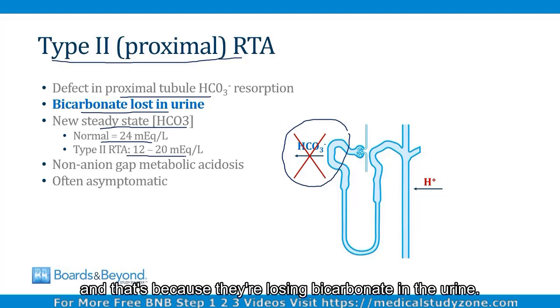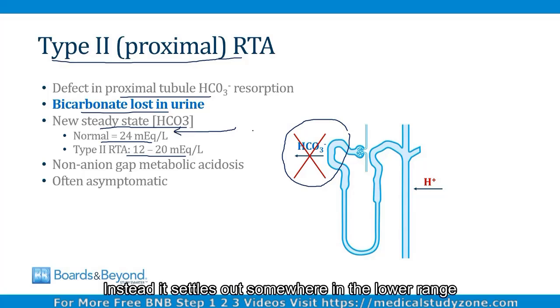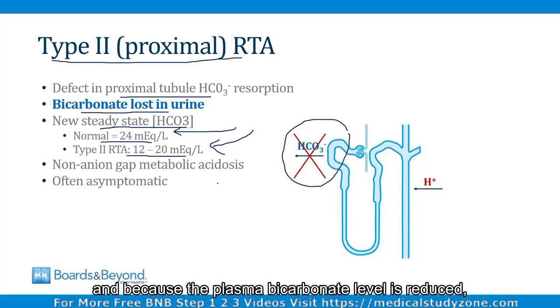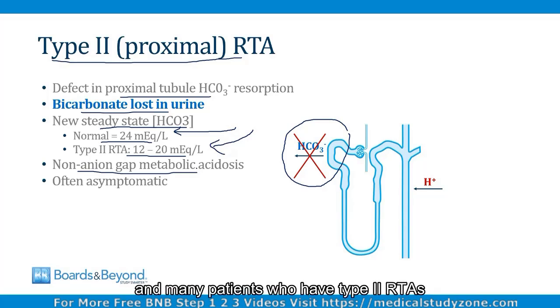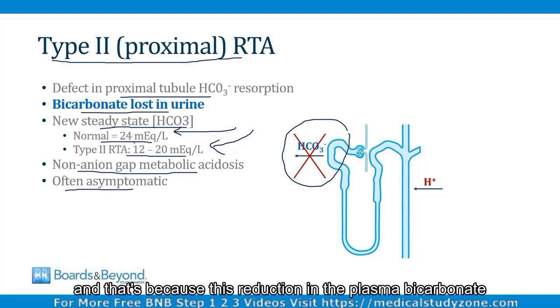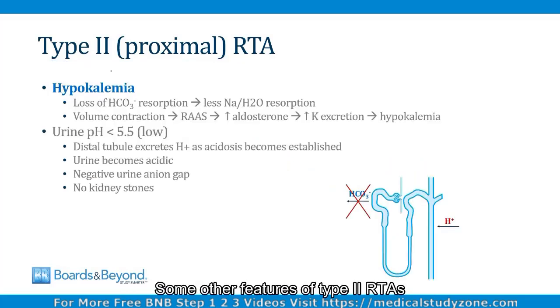And that's because they're losing bicarbonate in the urine, so the steady state does not settle out at 24. Instead, it settles out somewhere in the lower range. And because the plasma bicarbonate level is reduced, there's going to be a non-anion gap metabolic acidosis. And many patients who have type 2 RTAs are asymptomatic or minimally symptomatic, and that's because this reduction in the plasma bicarbonate is relatively modest and doesn't always cause severe symptoms. Some other features of type 2 RTAs are shown on this slide.